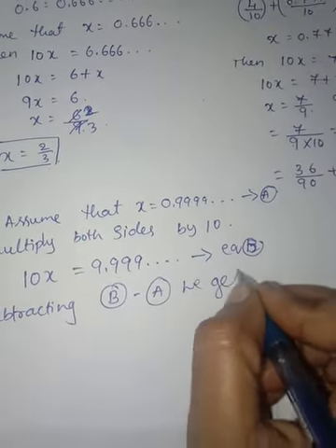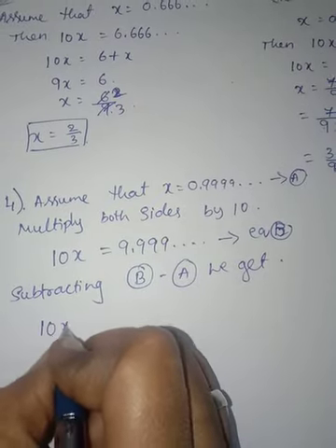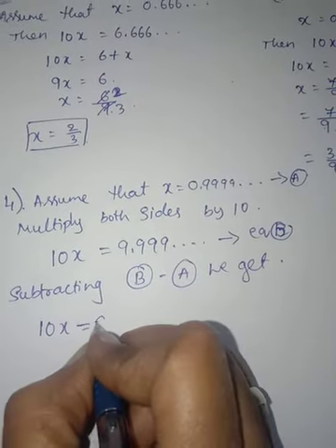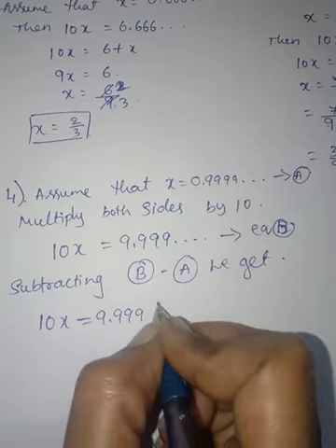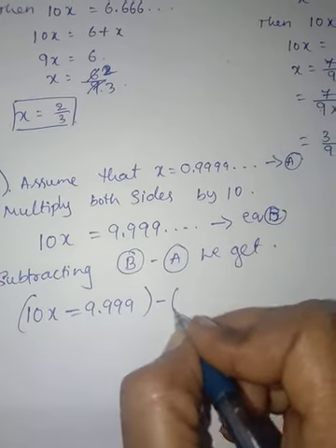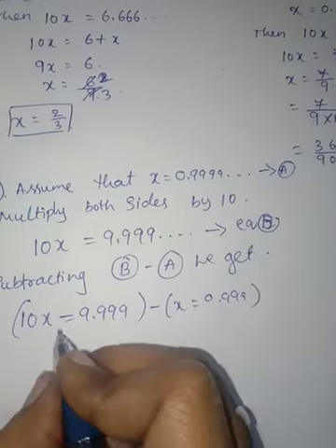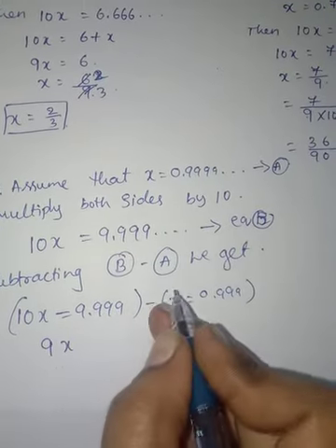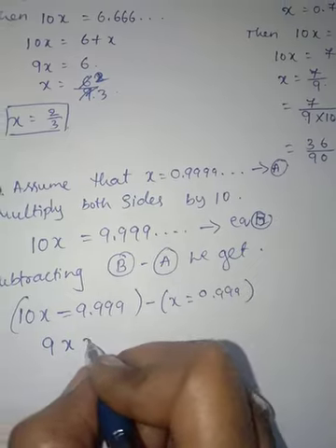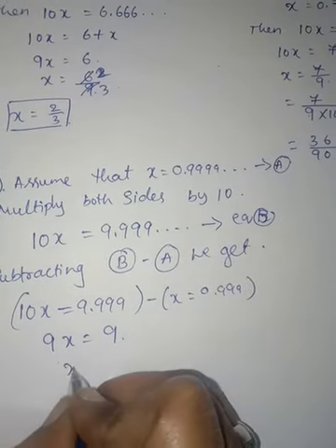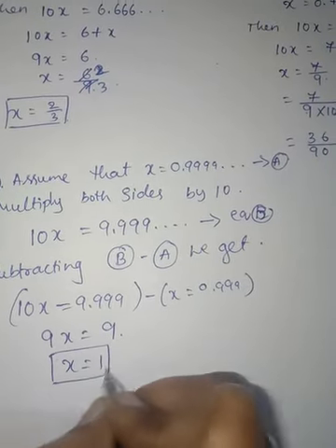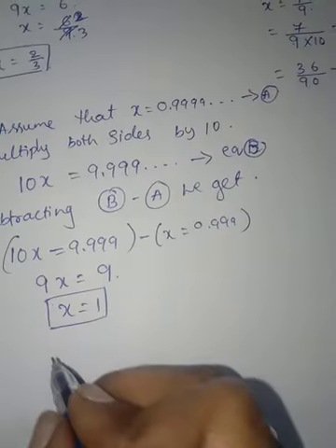Then we get 10x is equal to 9.999, then minus x is equal to 0.999. Then 10x minus 1x is 9x, which is equal to 9. Then x is equal to 1. We got x is equal to 1.